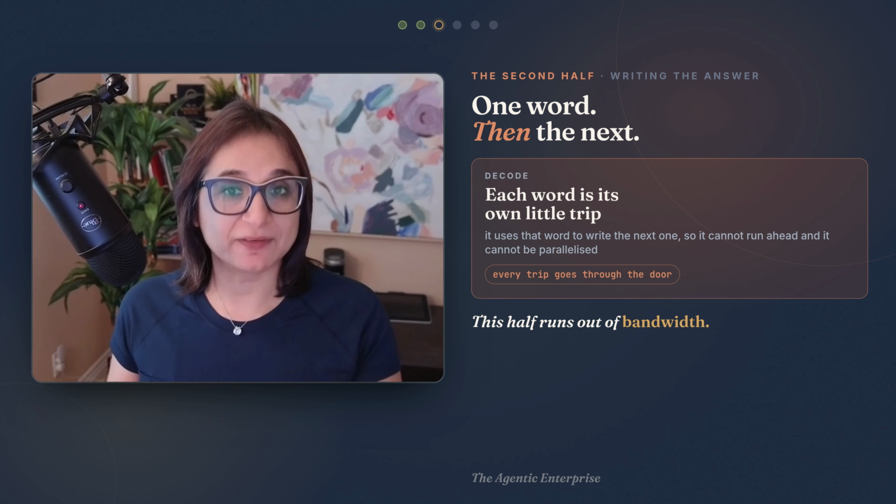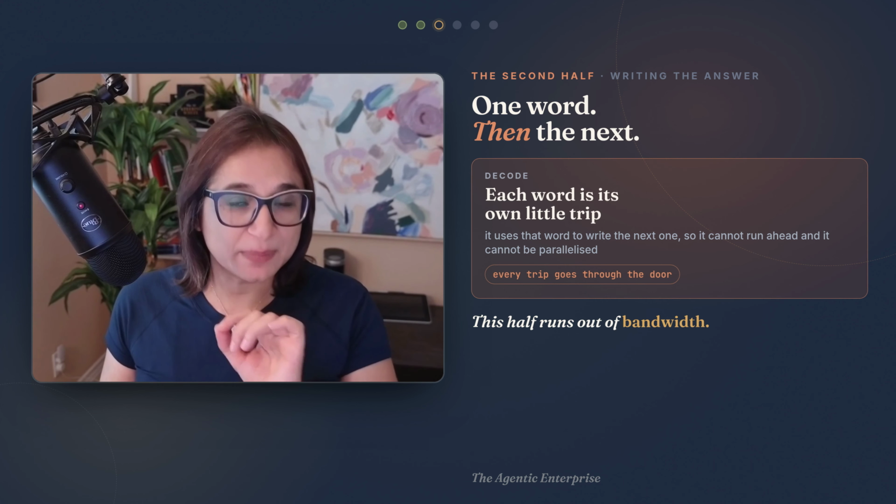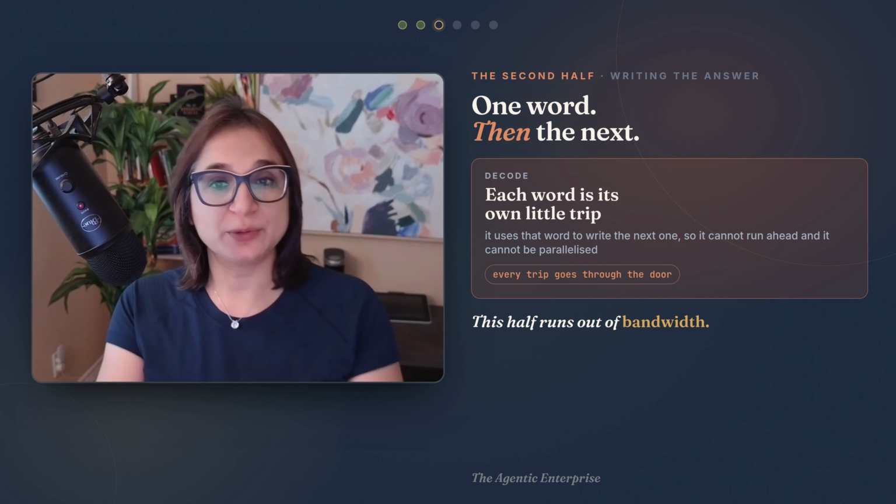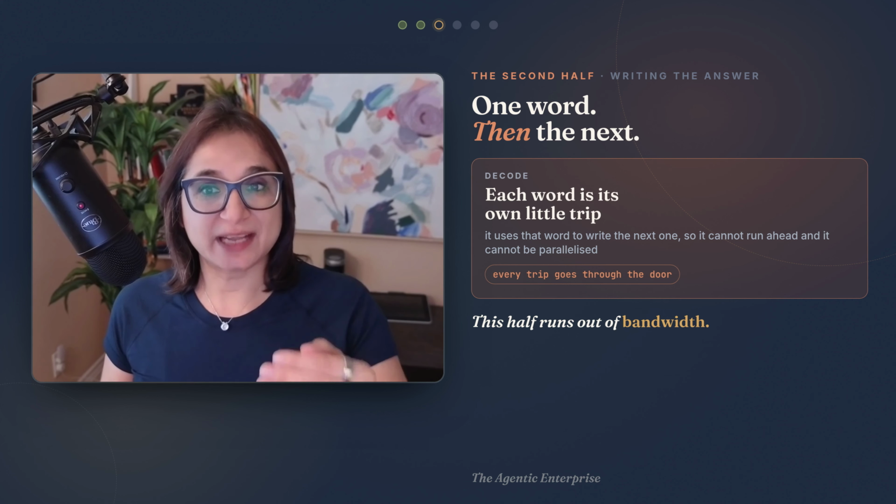The second half is writing the answer, and it is a completely different shape. Your model writes one word at a time. Then it uses that word to write the next one. And then it uses that one to write the next.